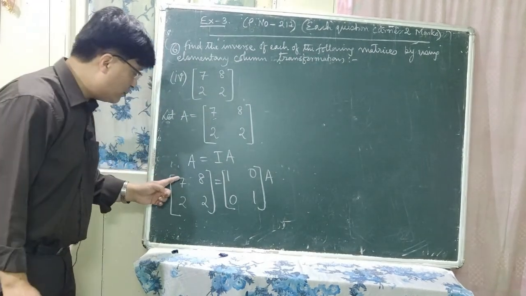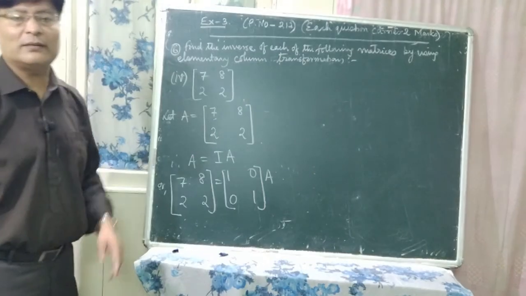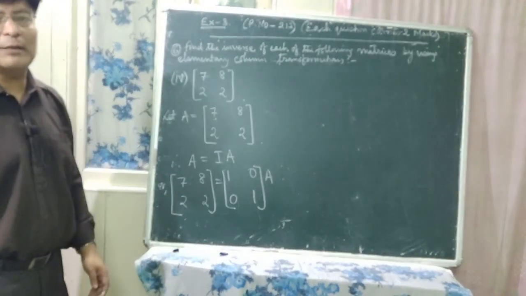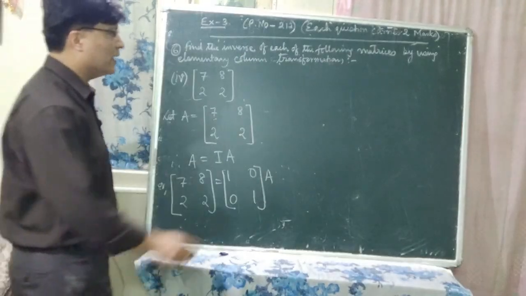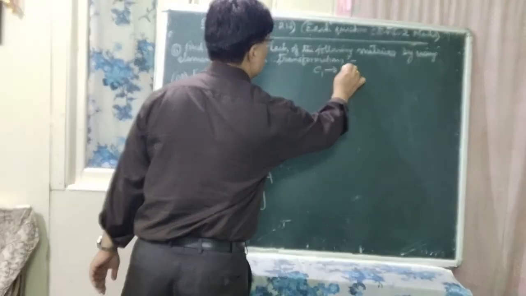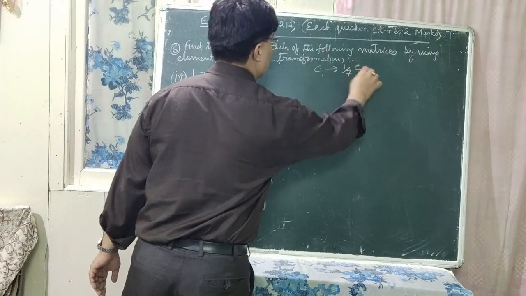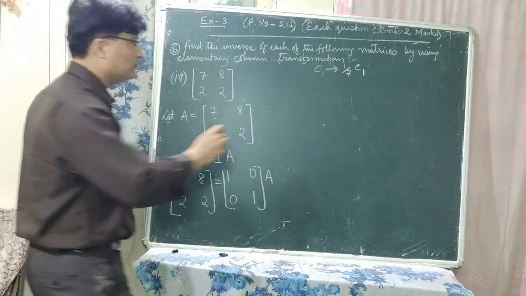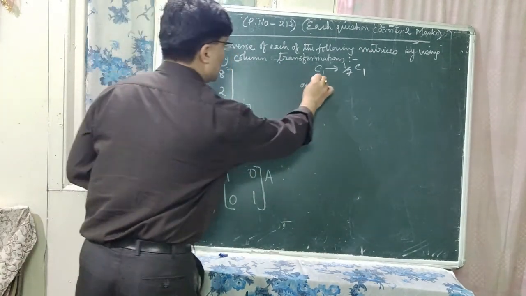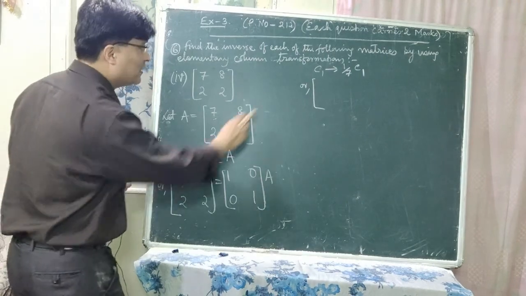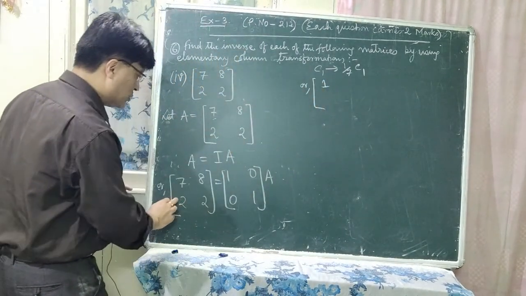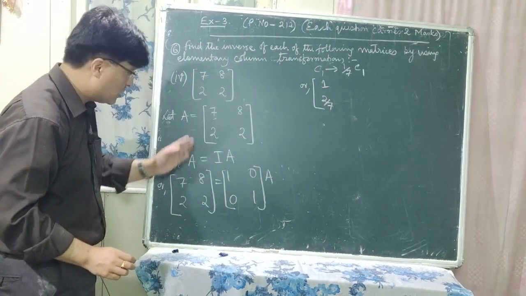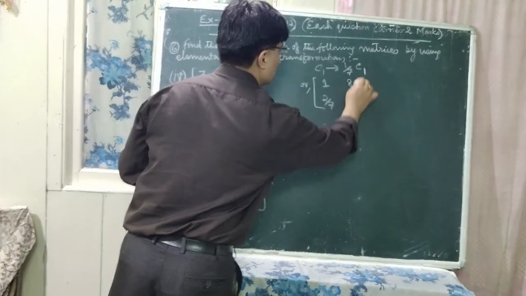Okay, so how can you make this 7 as 1 using elementary column transformation? That means this 7 should be multiplied by 1/7 in the first column, right? That is C1 is equal to 1/7 C1. Is that clear? So this 7, we have to make it 1. Now column 1 is changing. How does it change? 7 into 1 by 7, that is your 1. And 2 into 1 by 7 is 2 by 7, right? Column 2 remains same, that is 8, 2.